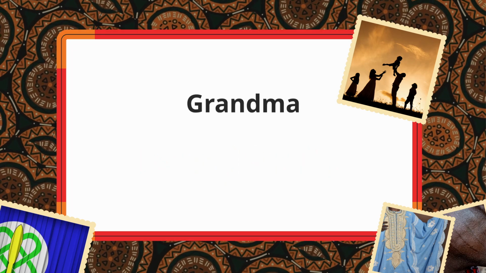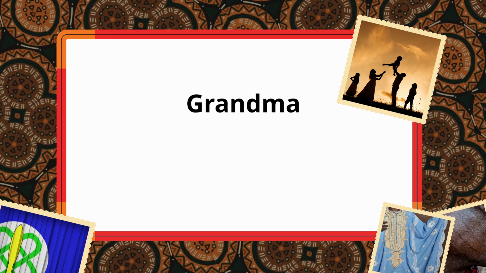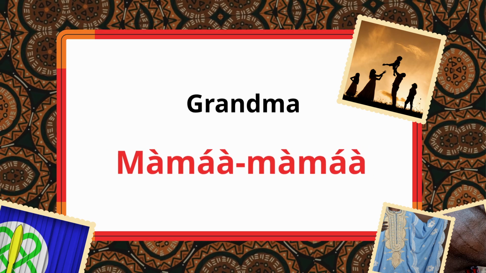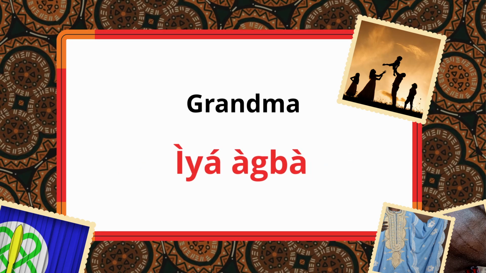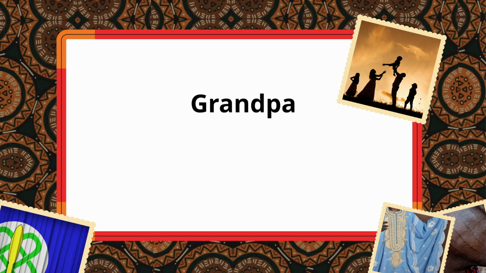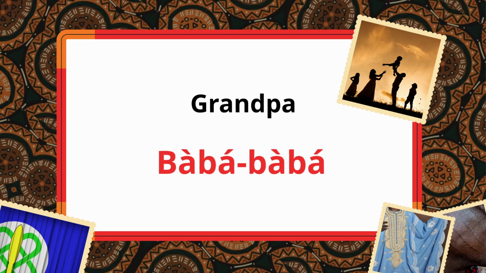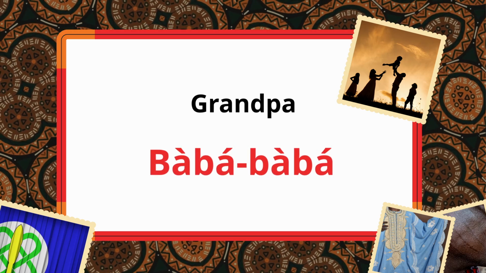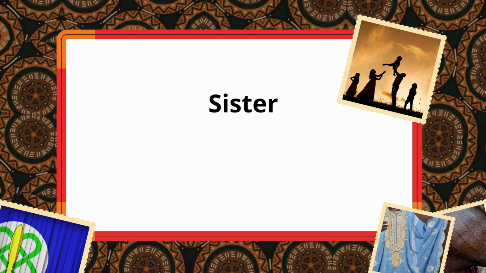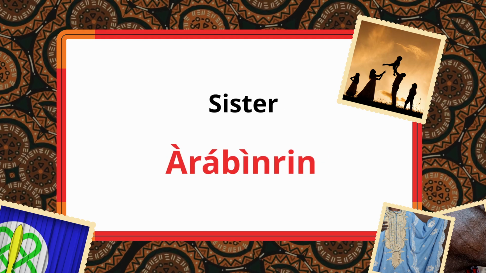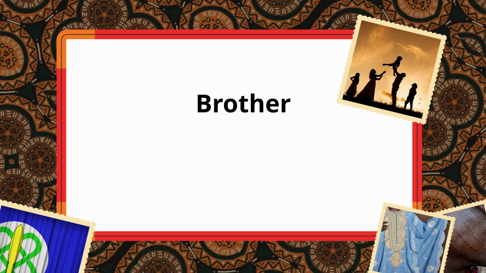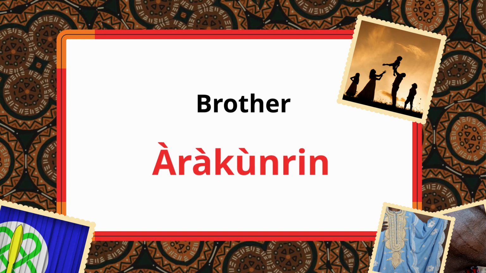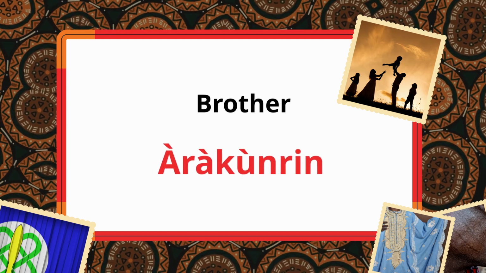If you want to say grandma in Yoruba, you can say màmá màmá or ìyá àgbà. Ìyá àgbà. If you want to say grandpa, you say bàbá bàbá. If you want to say sister, sister is arábìnrin. If you want to say brother, brother is arákùnrin. Arákùnrin, that's brother.